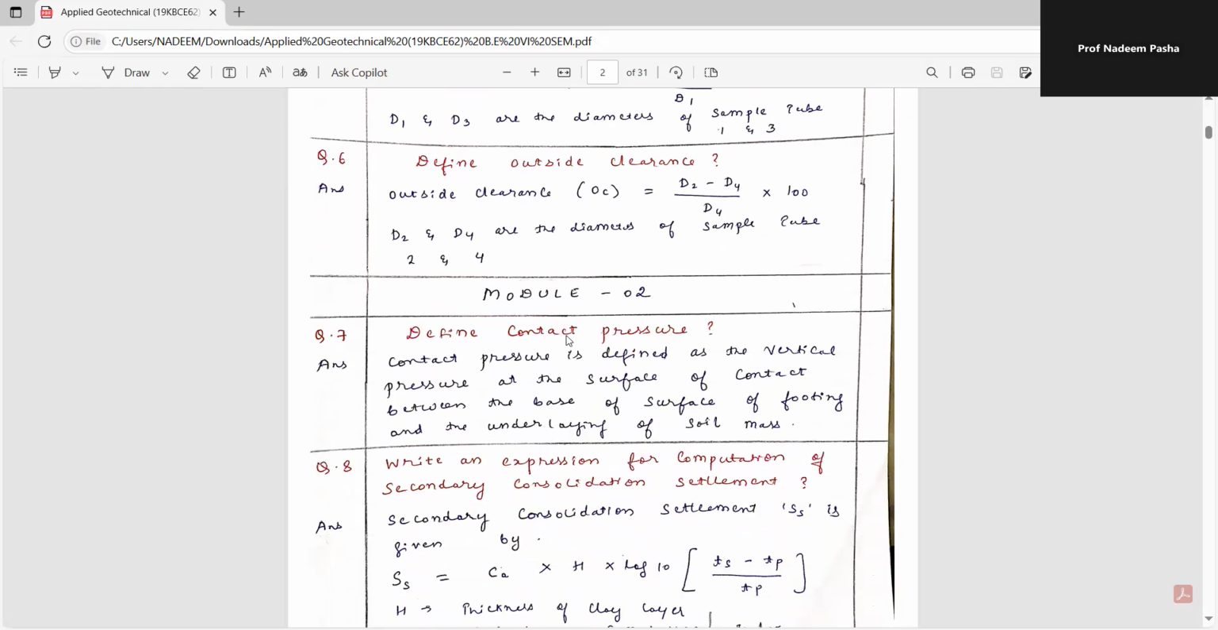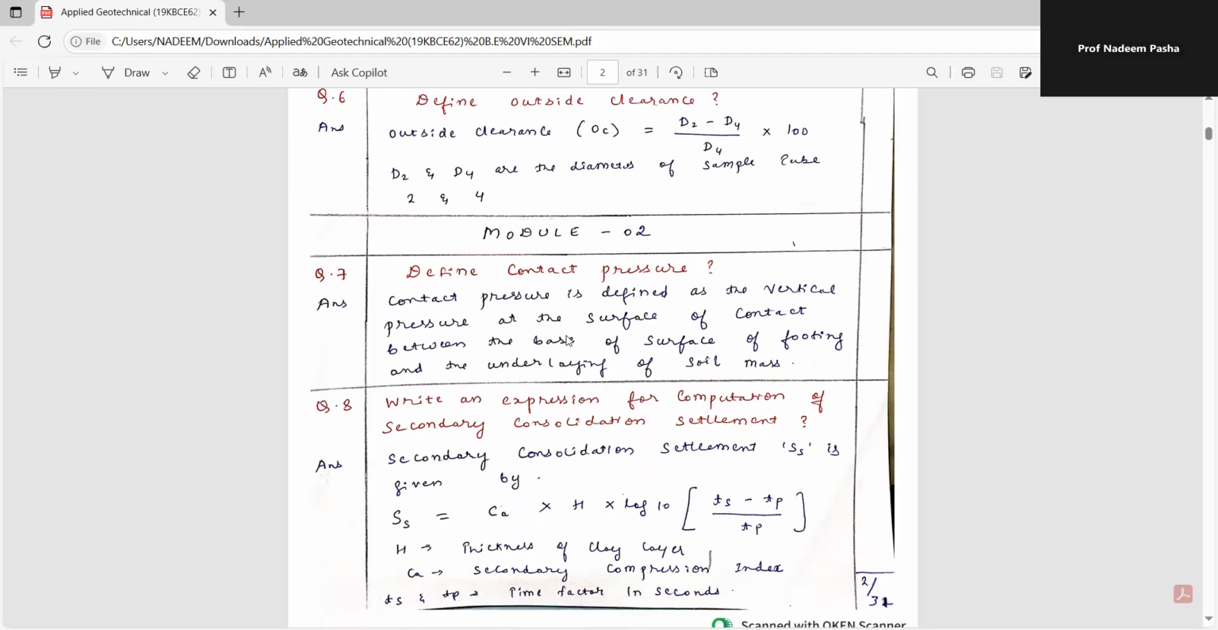Now we will see what is meant by contact pressure. Define contact pressure. Contact pressure is defined as the vertical pressure at the surface of contact between the base of the footing and the underlying soil mass.